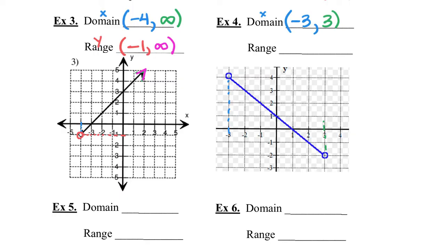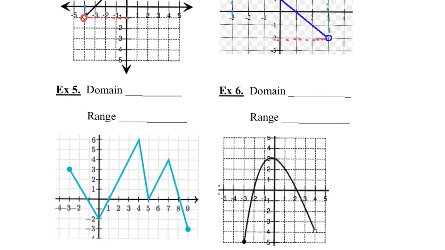Range is the y's. In interval notation, I go from the lowest y value to the highest y value. So the lowest point on the graph is over here, this point here. The y value of this point is negative 2, and it was an open circle. The highest y value is up here to the 4, open. That's my range. The range goes from y is negative 2 to y is 4.